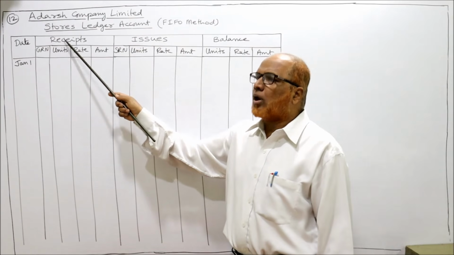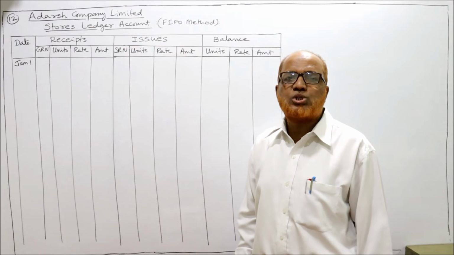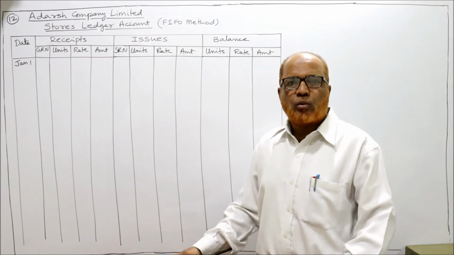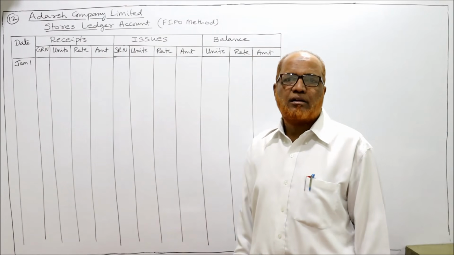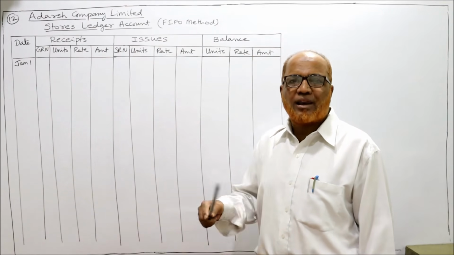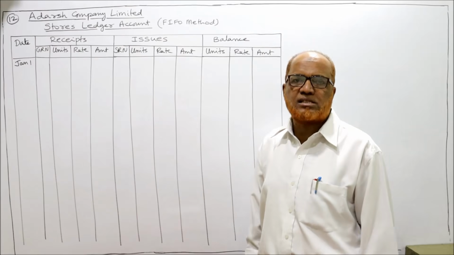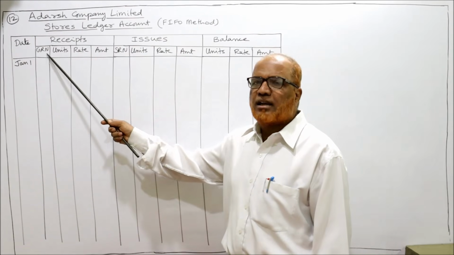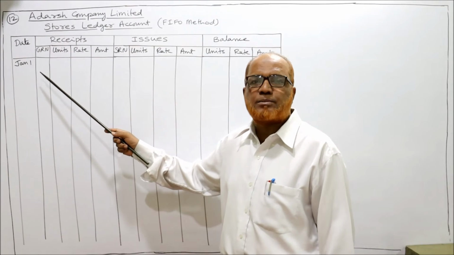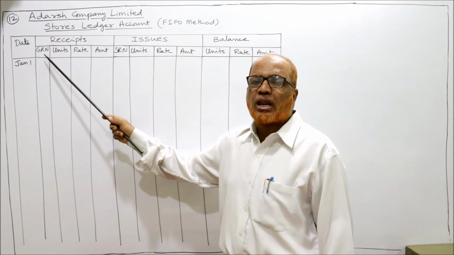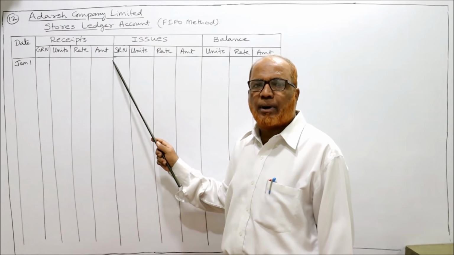Right? The 4 sub columns in receipts are GRN. GRN stands for goods received note number. When goods are received, one document will be attached. That document is called GRN. So goods received note number. In real practice, we'll open this column and we'll write the numbers. But here in our theoretical class, we are not going to write anything in the GRN column because GRN numbers are not given. However, if it is given in the problem, we will write it. Otherwise, we'll keep it blank. So GRN, goods received note number. Then units column, rate column, amount column.